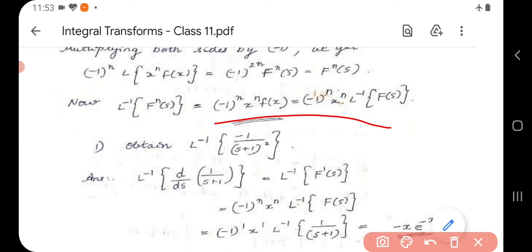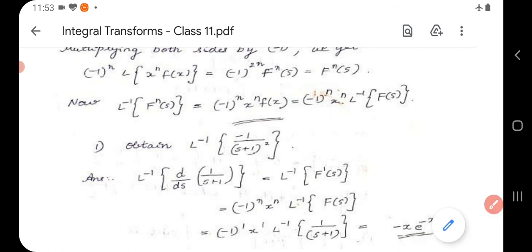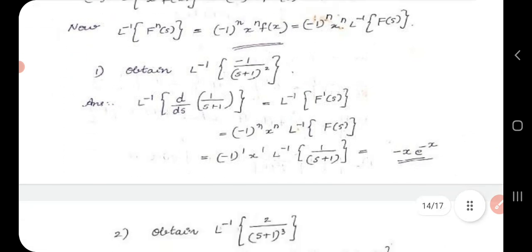The Laplace transform of the nth derivative of a function will be minus 1 whole raised to n, x raised to n, Laplace transform of the function. Like that, a formula you have studied under a theorem in Laplace transform dealing with derivatives. So this problem is based on that. First go through that formula and then apply the inverse, then you will get this answer as minus x e raised to minus x.